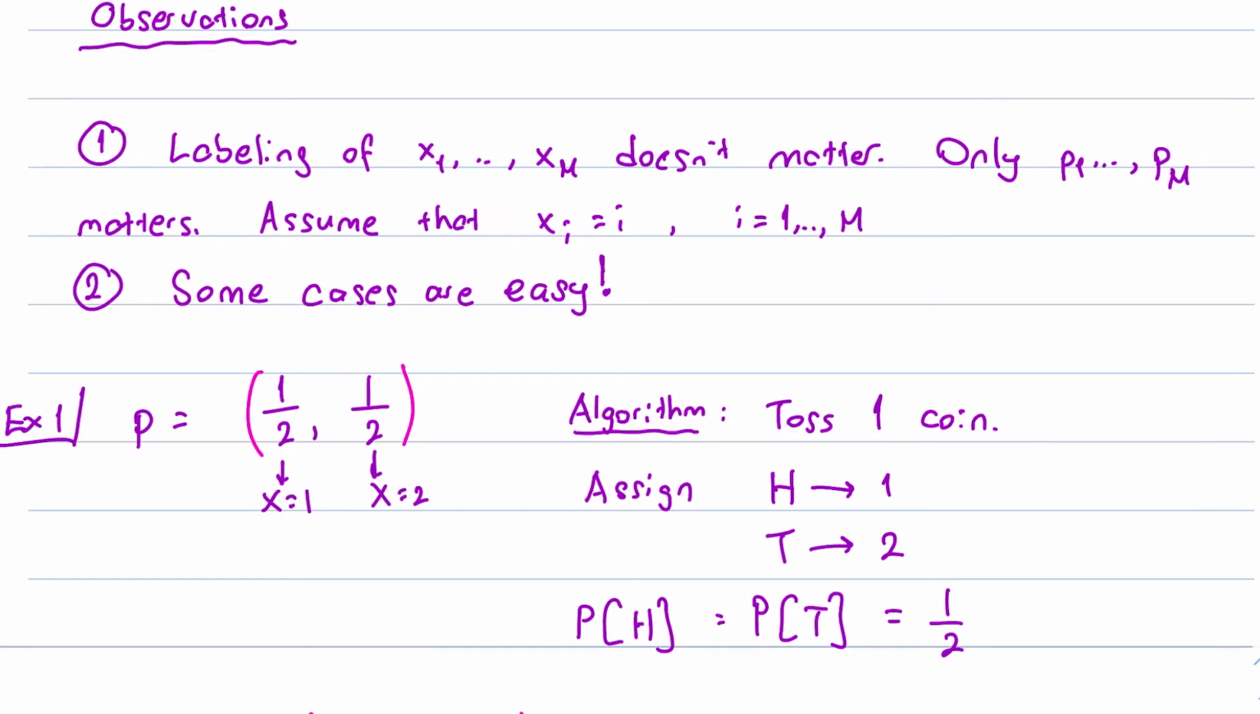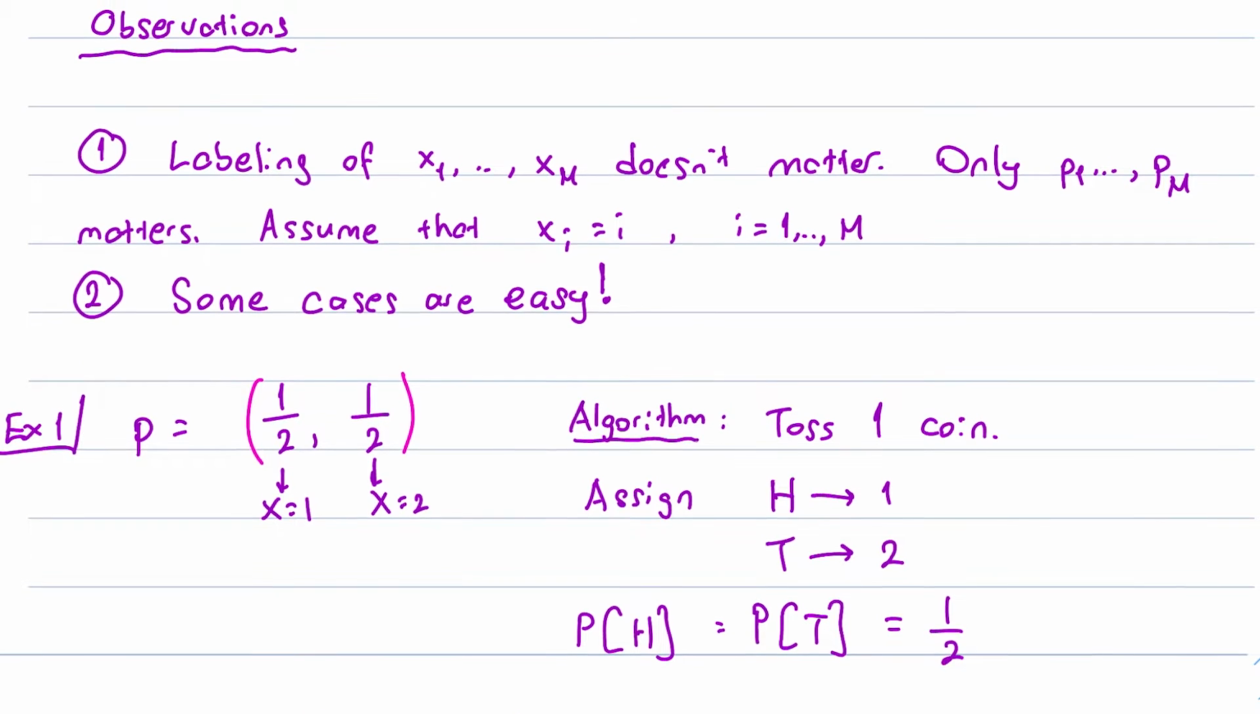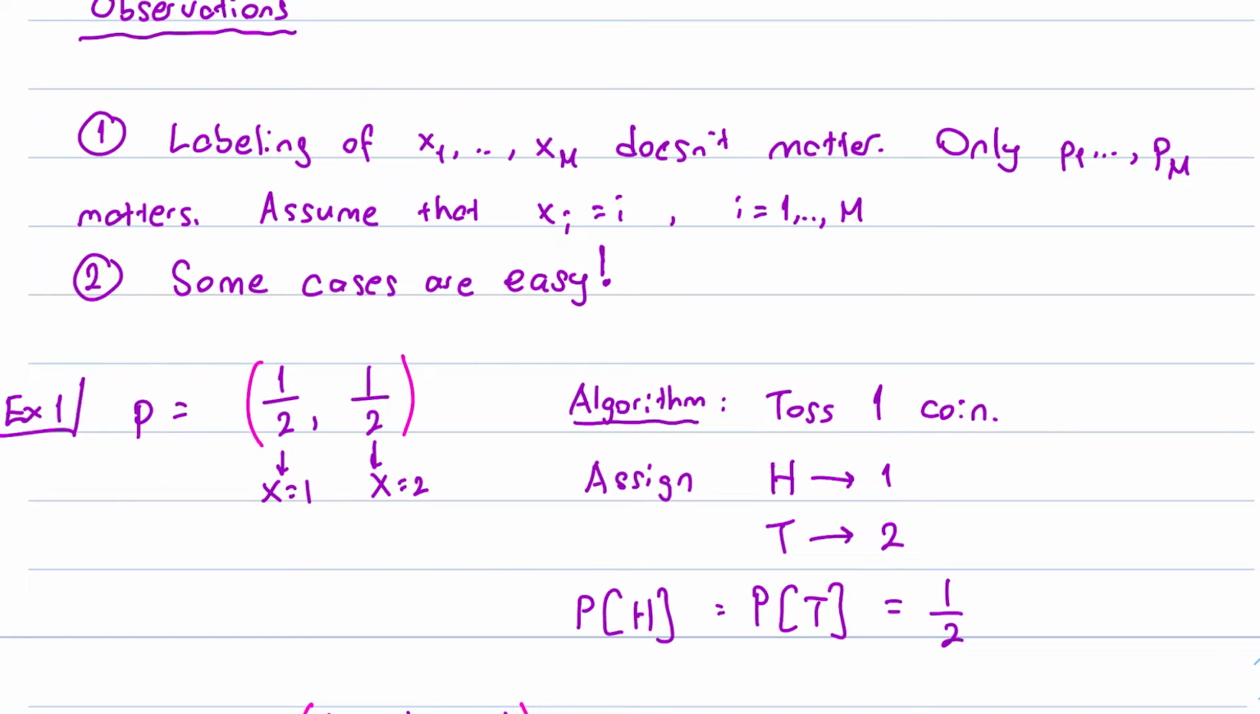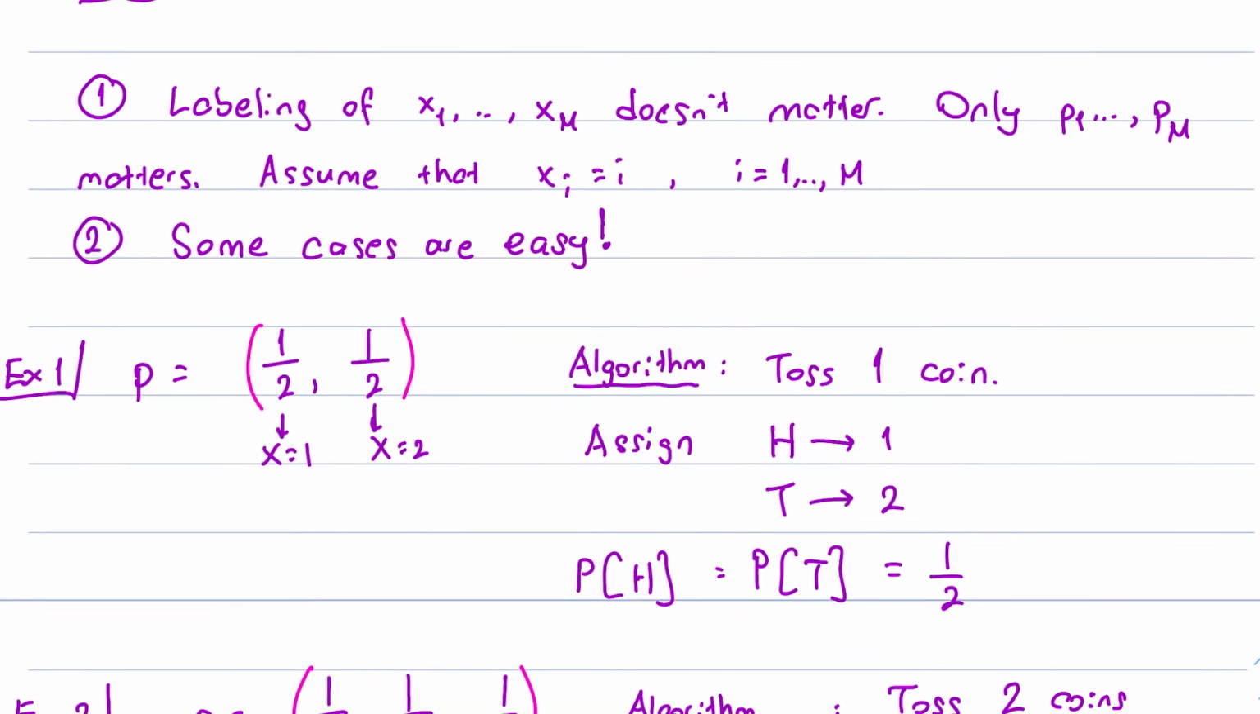Before I present the solution of this problem, first I will make some observations. The first observation is that the labeling of x1 up to xm doesn't matter for us. This is because whatever those labelings are, we can always assign xi to i and then generate a random variable for these labelings, and after relabeling we can just generate the random variable with those labels. So therefore the only thing that matters are the values of probabilities p1 up to pm.